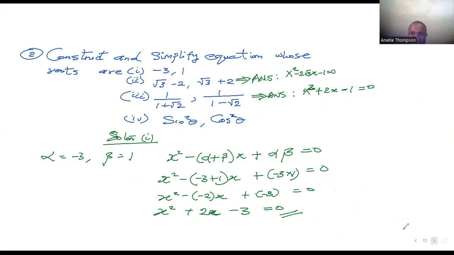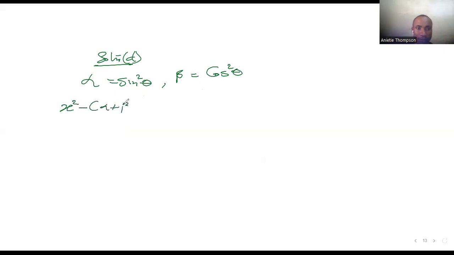Okay, so let's move to the last one right now. I have serious interest in the last one because of a couple of things that happened there. So, solution for D: alpha equals sine square theta, beta equals cos square theta. And then we know that the equation of the roots is generally given as x squared minus the sum alpha plus beta times x plus alpha beta equals 0.